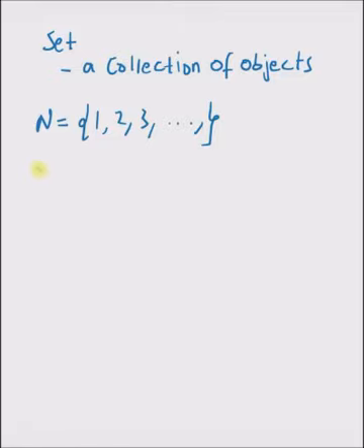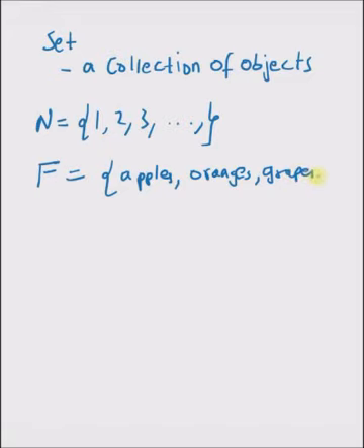And also we can have a set of fruits. Basically F consists of fruits such as apples, oranges, grapes, etc. So F is a set of fruits.